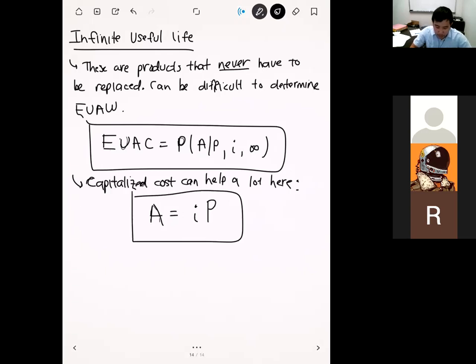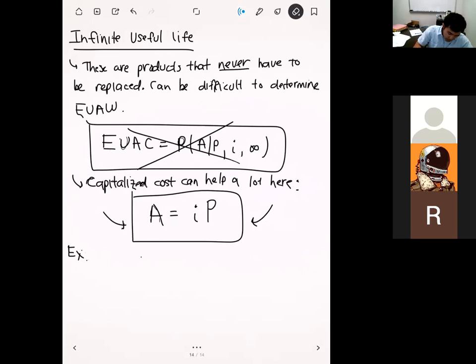Instead of using this top equation, we're going to use this one here instead. I'll do an example next to show you when you would use this. Basically, whenever the problem tells you that it's going to be permanent or the useful life is infinite, so it's never going to be replaced, the way to compute your equivalent uniform annual cost or your uniform series is to use the capitalized cost formula right here. Any questions on this before we jump into an example?